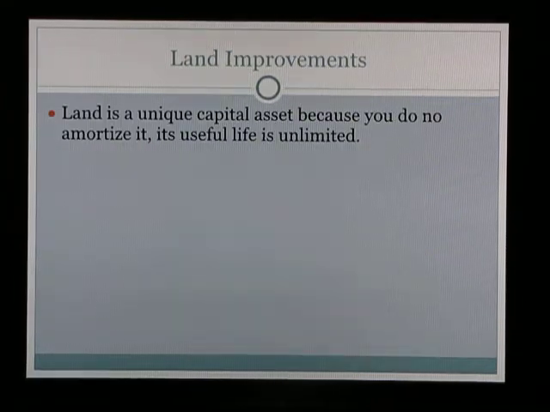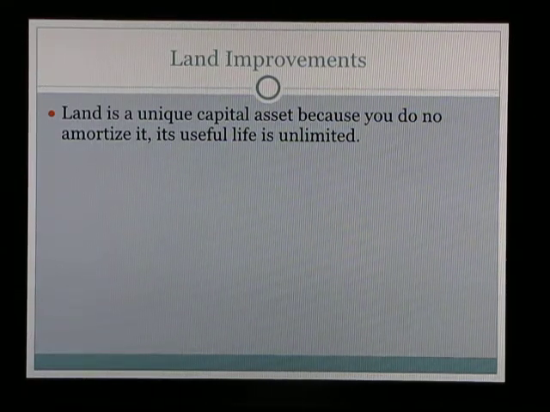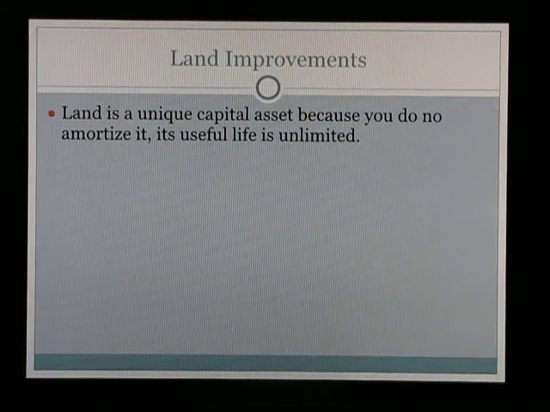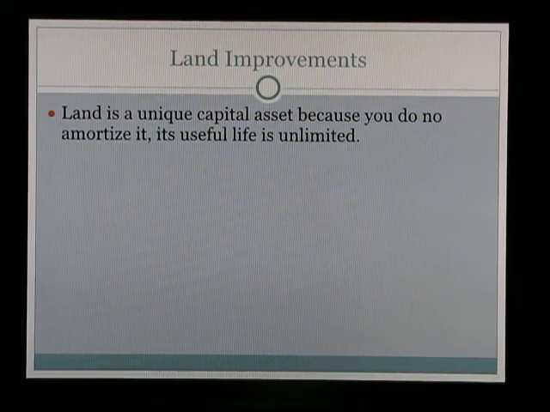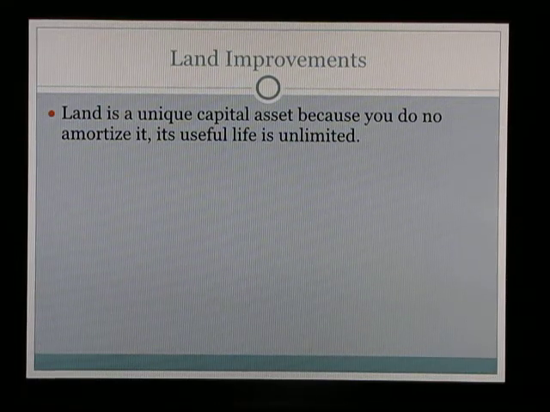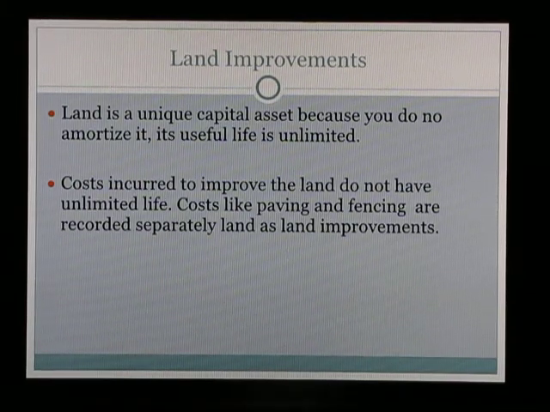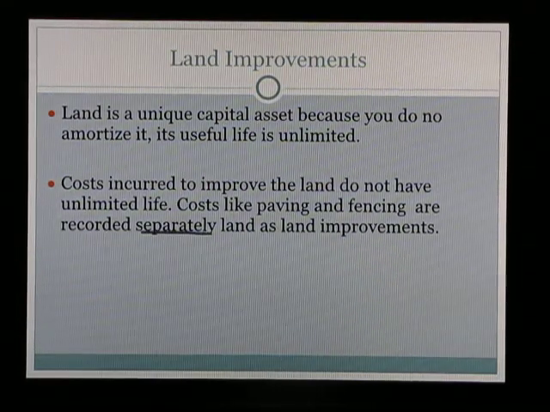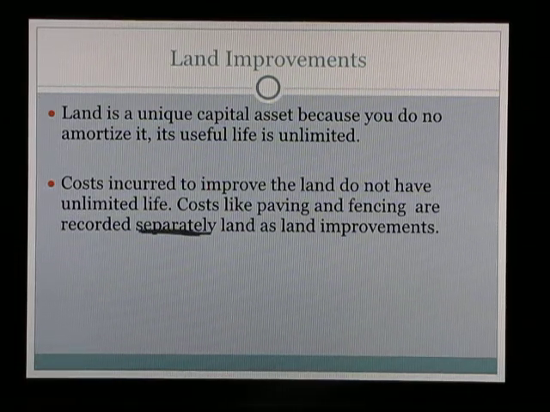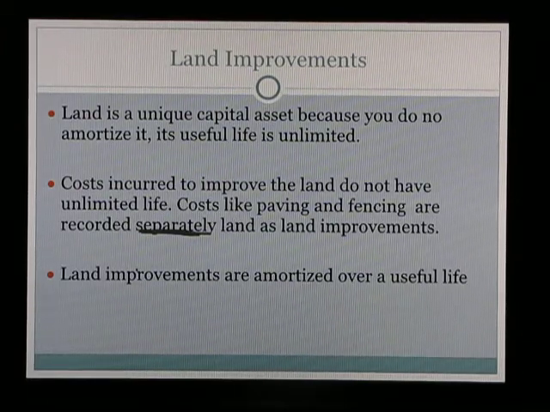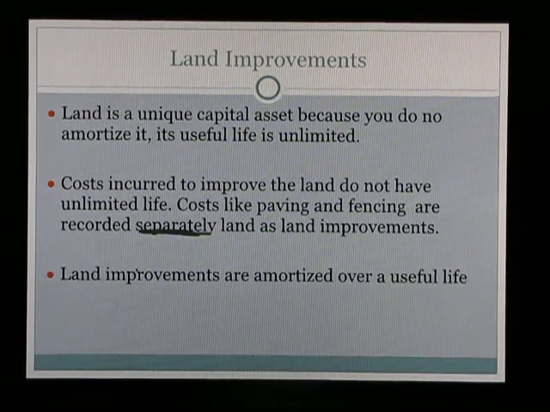The second one we would like to introduce is land improvements. Land is a unique asset because you do not have to amortize it. Its useful life is unlimited. Costs incurred to improve land do not have unlimited lives. Costs like paving and fencing are recorded separately as land improvements. Land improvements are amortized over a useful life.